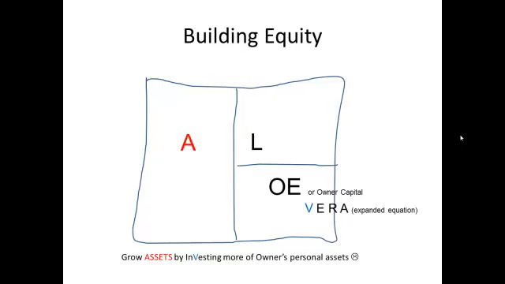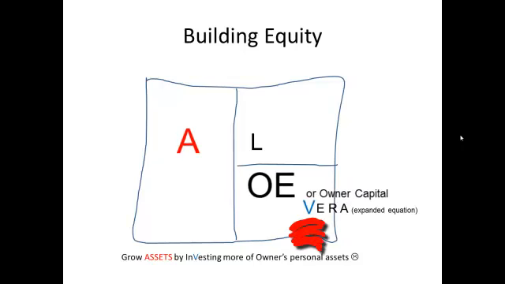We can also grow assets by, as mentioned, the owner investing more of their own personal assets. So as assets goes up, owner's equity increases because of the V, the investment. Again, this growth of assets is not the desirable portion. These assets are put at risk. The owner would rather grow the assets by the E and the R, revenues minus expenses.